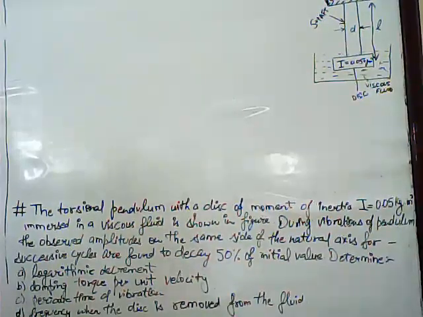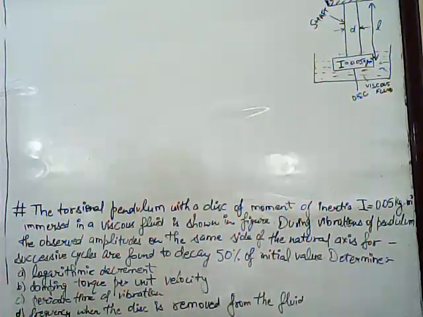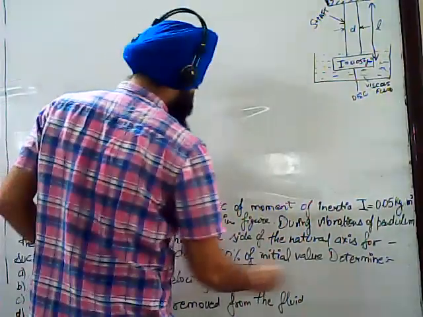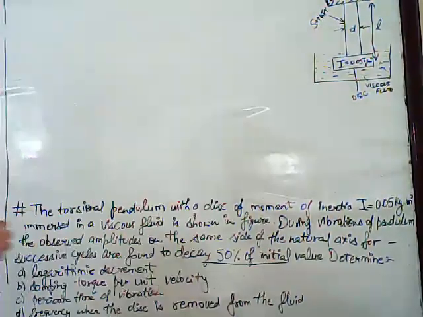A torsional pendulum with a disk of moment of inertia I equal to 0.05 kg meter square, immersed in a viscous fluid, is shown in the figure. During vibrations of the pendulum, the observed amplitudes on the same side of the neutral axis for successive cycles are found to decay to 50% of the initial value. Find, number 1, the logarithmic decrement.